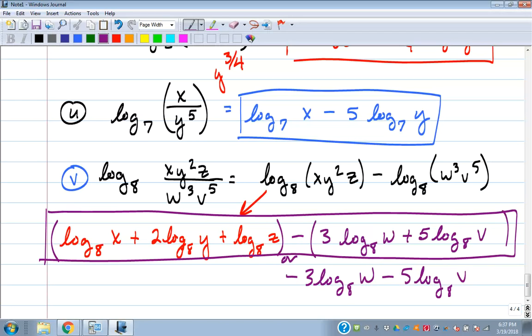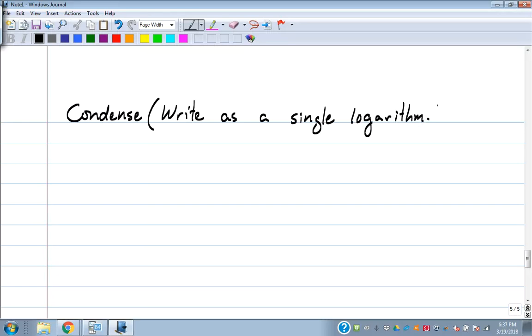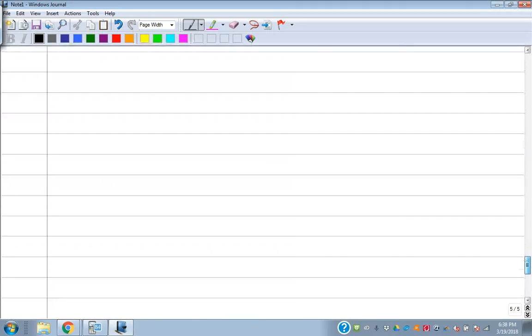Let's condense some. Doing the expanding helps you learn all those rules. The condensing is actually the skill you're going to use to solve some problems with logarithms involved. So we're going to condense. You might see the instructions say write as a single logarithm. That may be what they say. I call it condensing because like condensed soup, you just condense it.